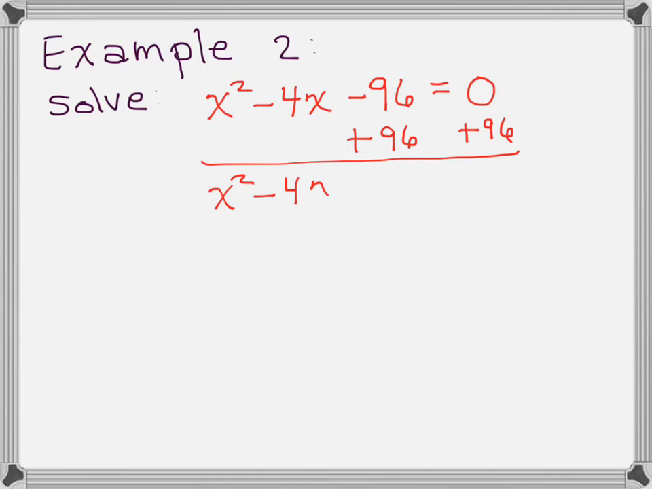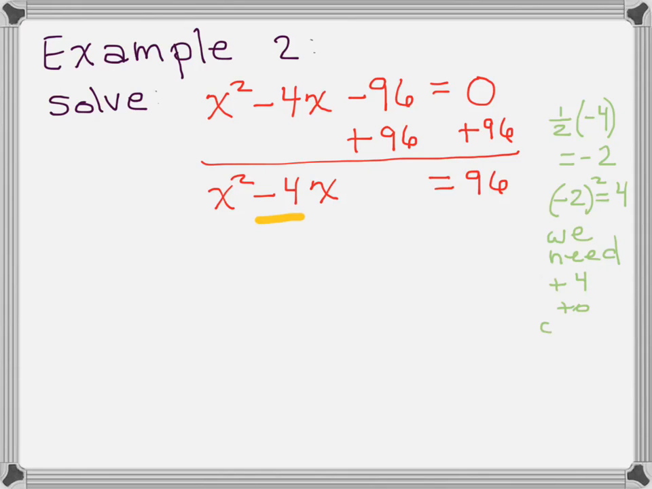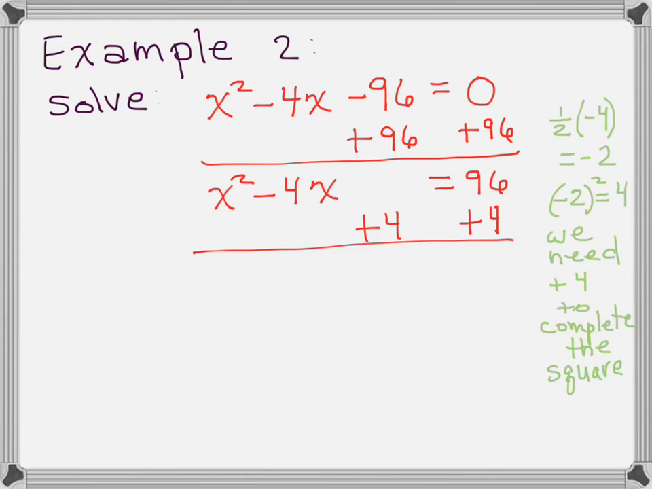And when we do that, we're going to leave some room so we can complete the square on the left. What is it that completes the square for this binomial? Well, using our pattern, we know that we have to take half of the coefficient of the x term and square it. So we need to add 4 to complete the square. So let's do that. If we add 4 to one side of the equation, we have to add 4 to the other side of the equation. And then on the left, we have our perfect square trinomial, and we have 100 on the right.